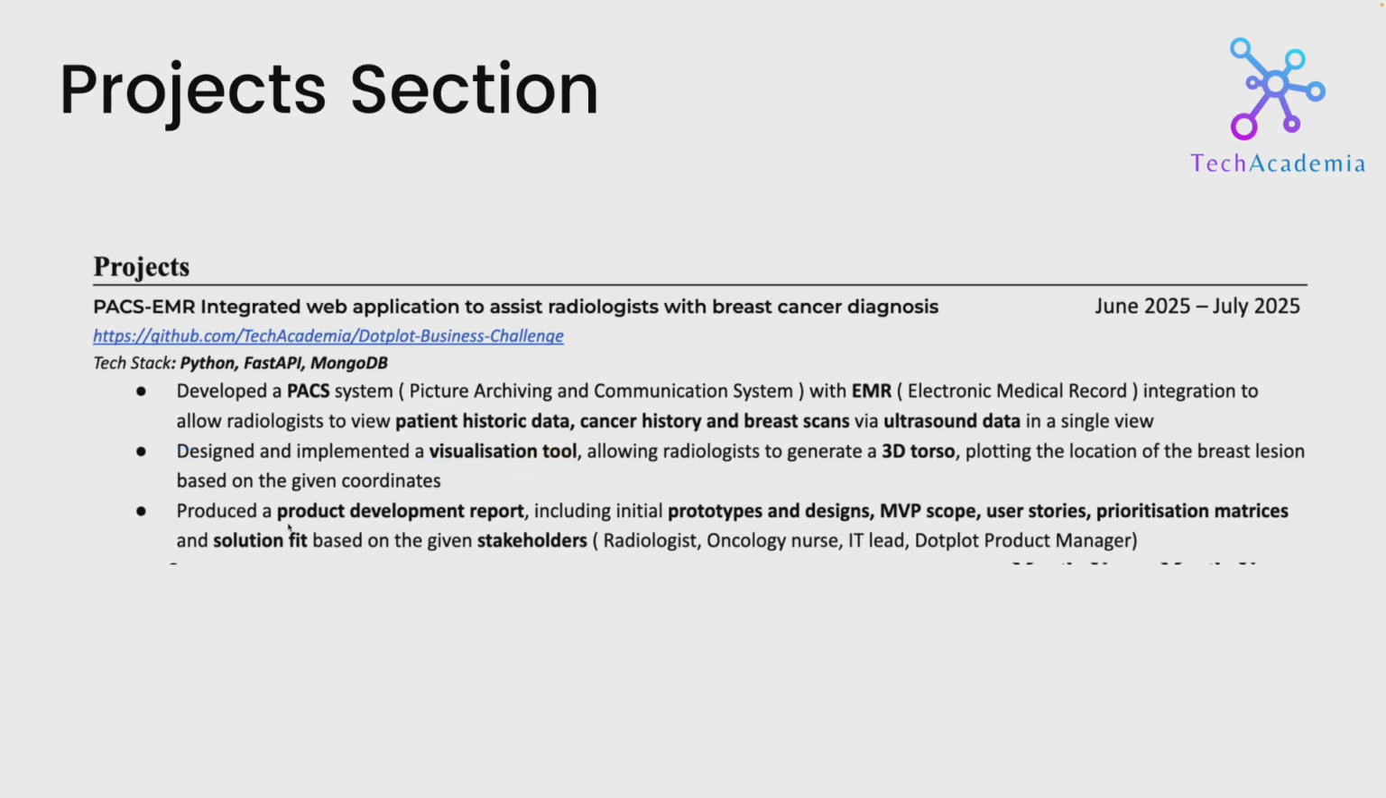And the result, produced a product development report, included initial prototypes and designs, MVP scope, user stories, prioritization matrices, and solution fit based off given stakeholders. In this case, the result was you produced a product development report. We follow the same process, context, action, results, and it's just a great way to illustrate your technical competence to an employer.